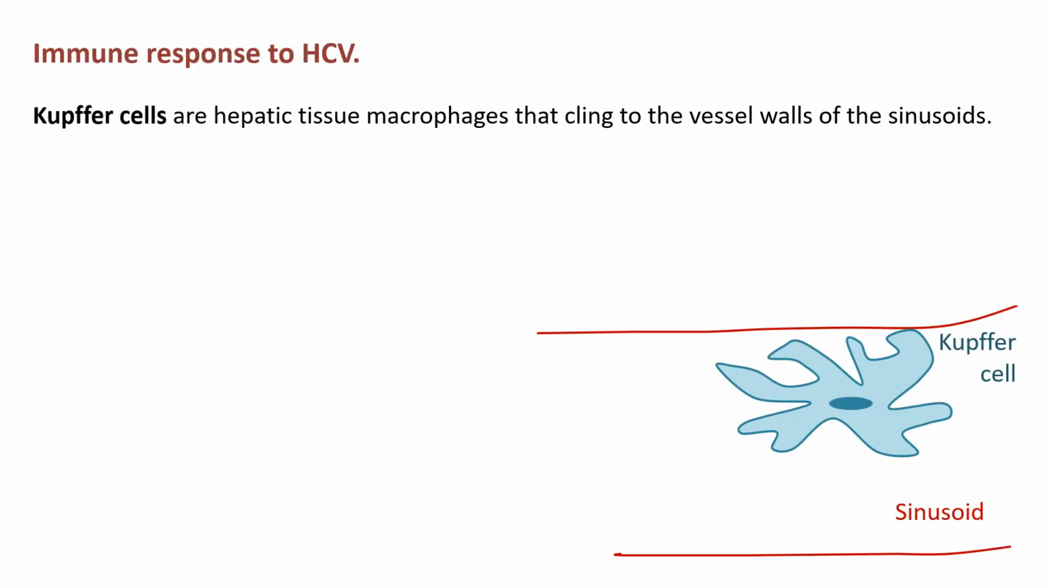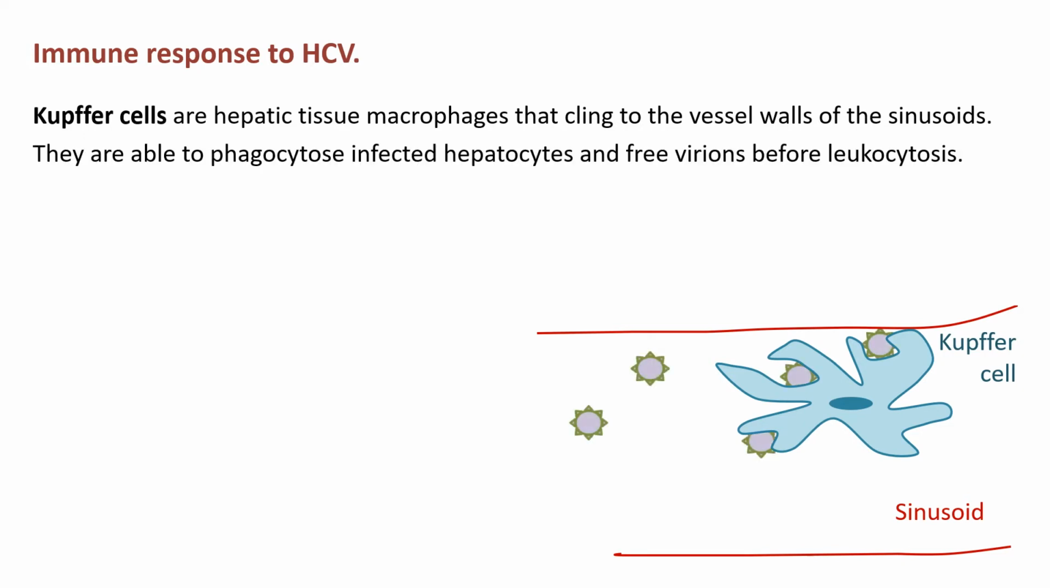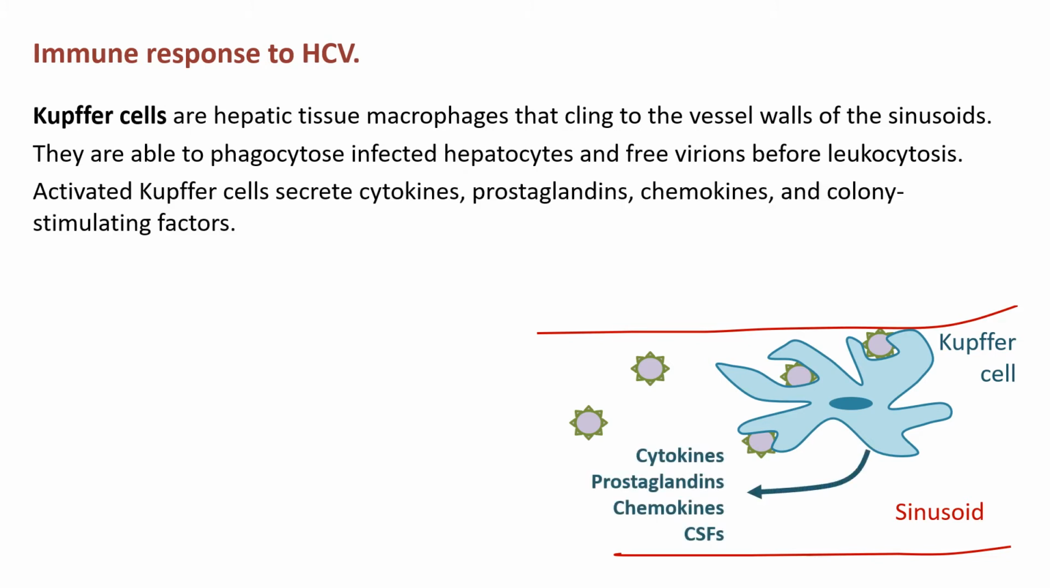So what are we going to do about this? Well, we've got our Kupffer cells. These are our tissue macrophages within the sinusoids. They're able to phagocytose the infected hepatocytes, but also free virions. The activated Kupffer cells secrete cytokines, prostaglandins, chemokines, colony stimulating factors when they phagocytose. And of course, this is going to upregulate the whole of the response.